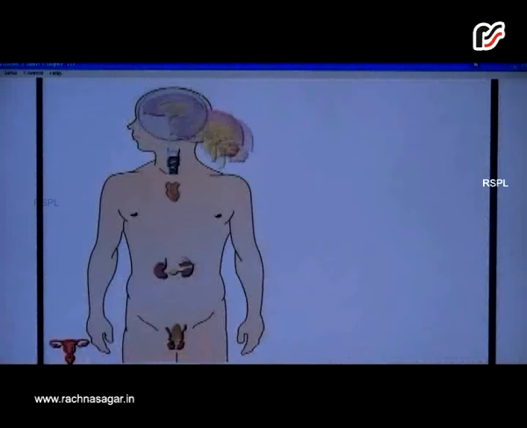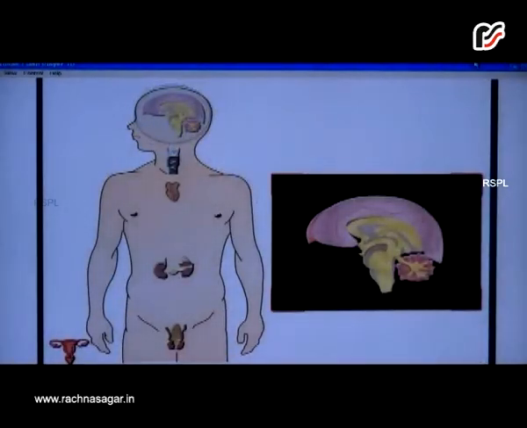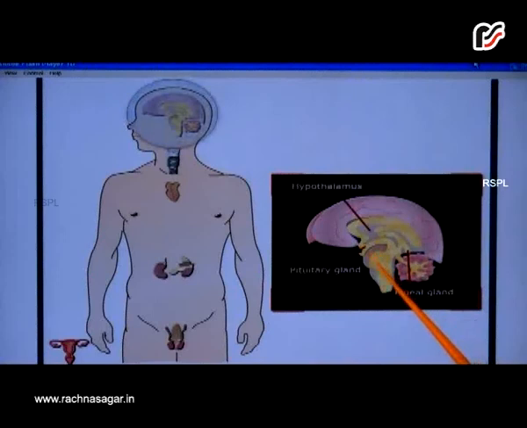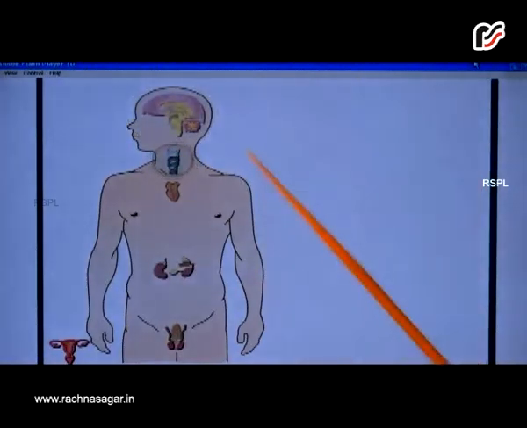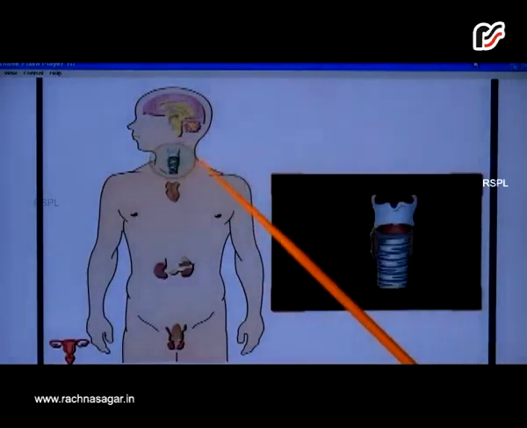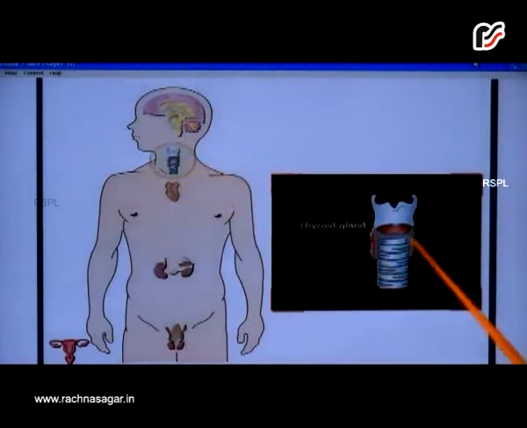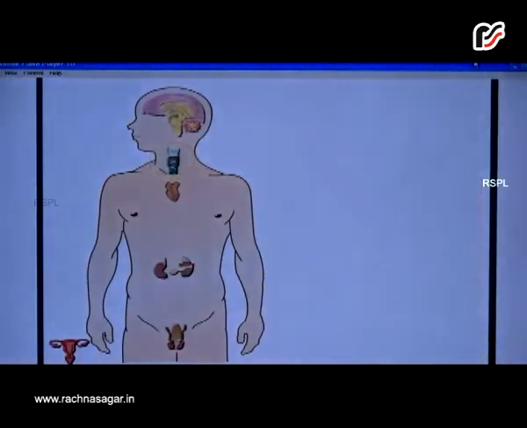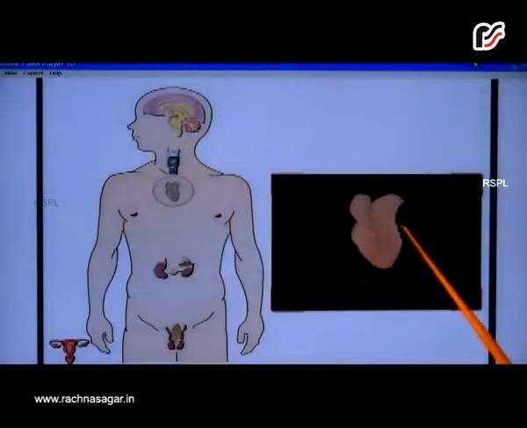Now let's discuss the major endocrine glands present in the human body. Right in the brain we have 3 glands, hypothalamus, pituitary and pineal. Here comes the hypothalamus, here comes the pineal, and here comes the pituitary gland. Next you can see in the throat region, in the neck, we have the thyroid gland, and in the thyroid we have the parathyroid gland. Next you see right at the center of the chest cavity we have the gland called the thymus gland.